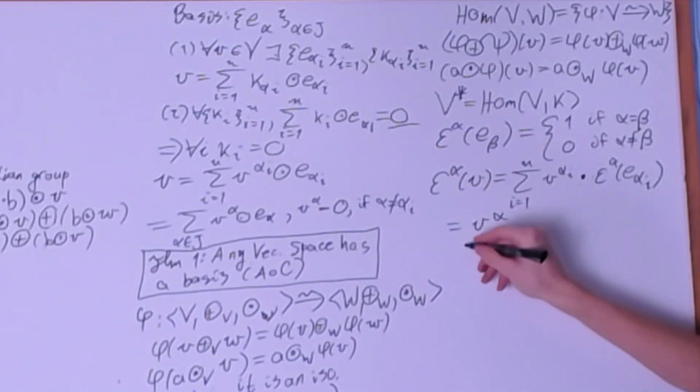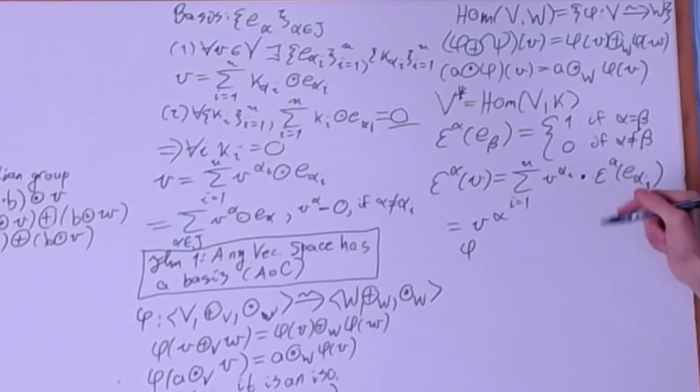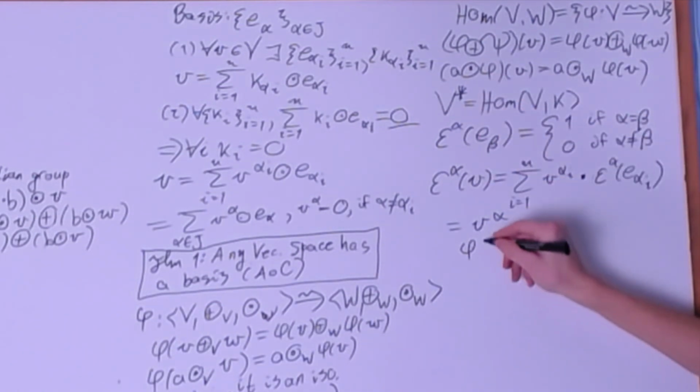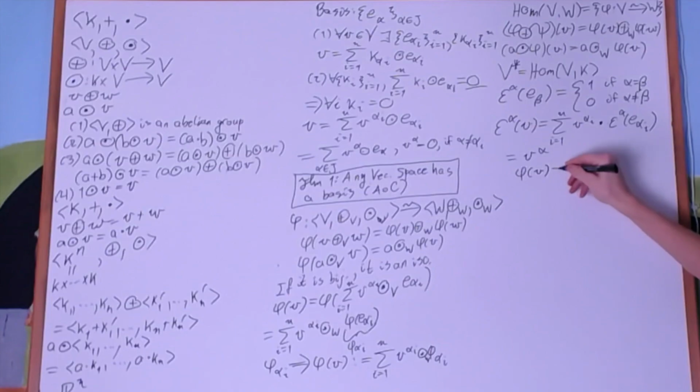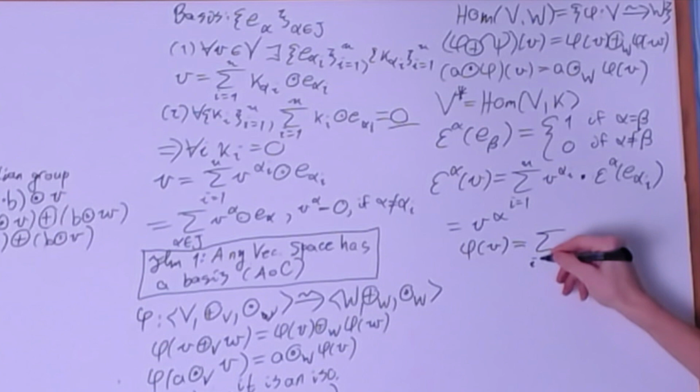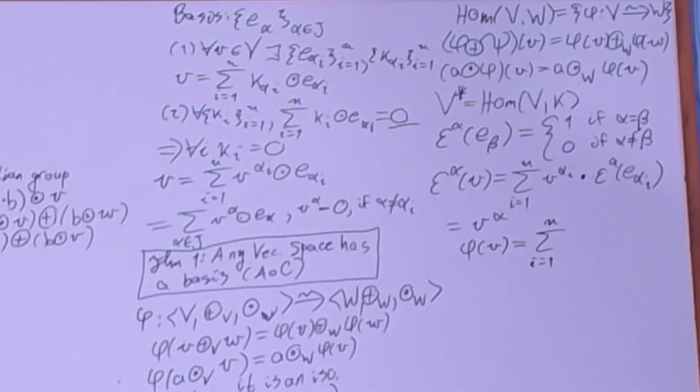So let's say we have some general phi. This is just some element of the dual vector space. And I can apply this to some vector v. By this fact, this is equal to the sum from i equals 1 to n of v alpha i, scalar multiply, but we're in the field, so it's just normal multiplication, of phi applied to e alpha i.